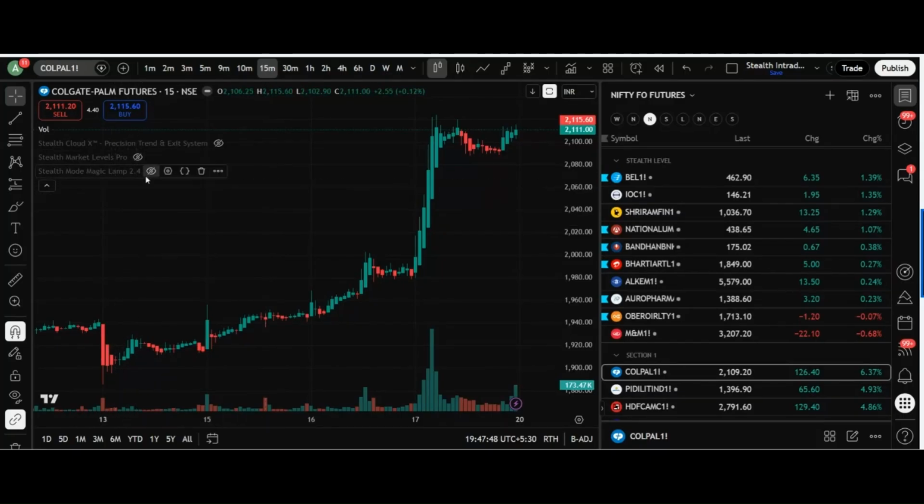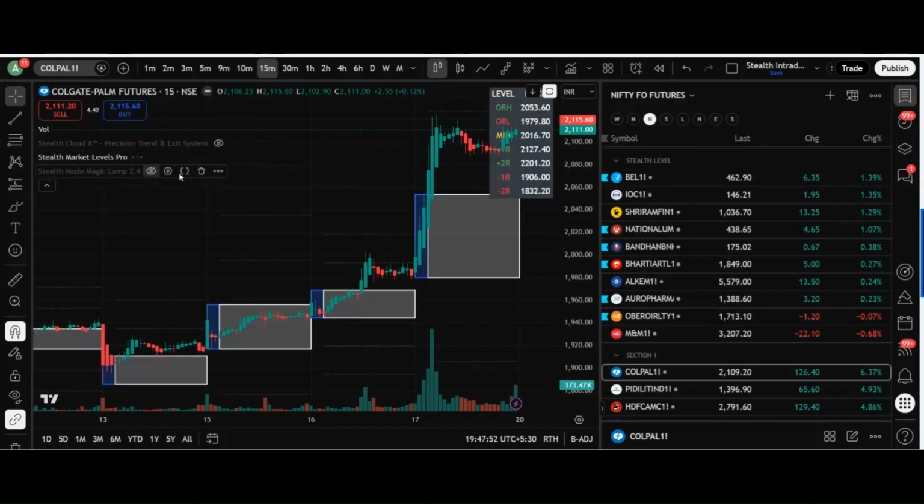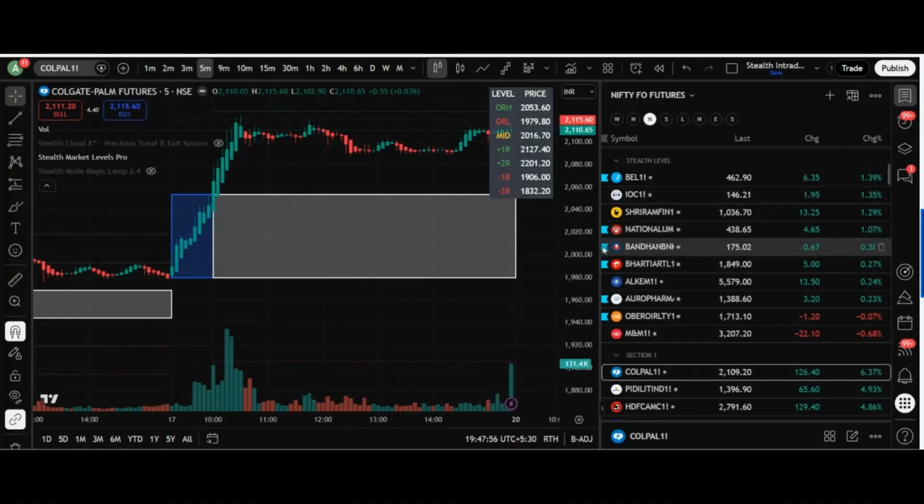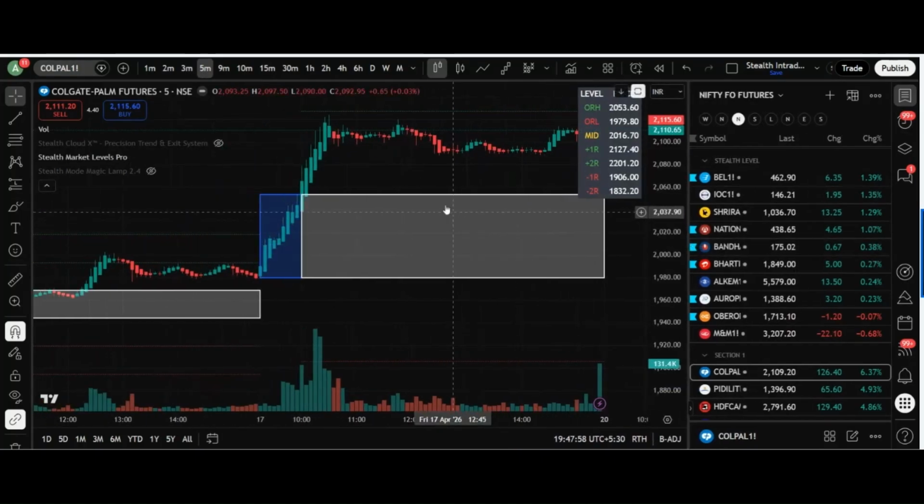I'll just turn on the indicators as of now. So ignore this, the third indicator, market levels pro. Set the time to 5 minutes. So our system works in 5 minutes, guys. Okay, it's a 5-minute system. Few of the members have already been experimenting with the time frame, which we might be sharing later.